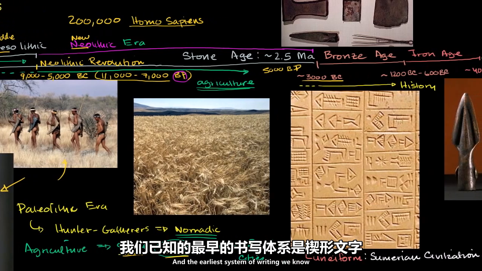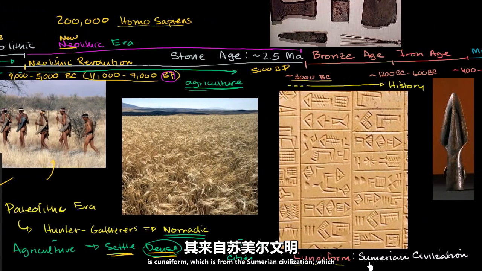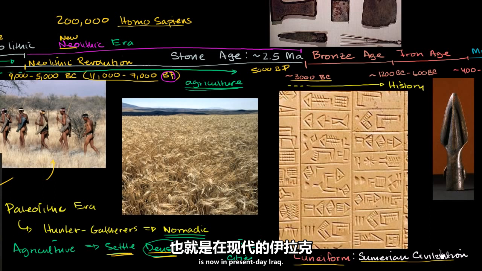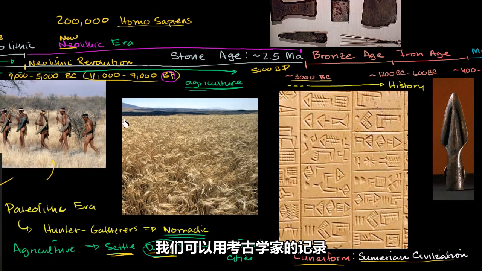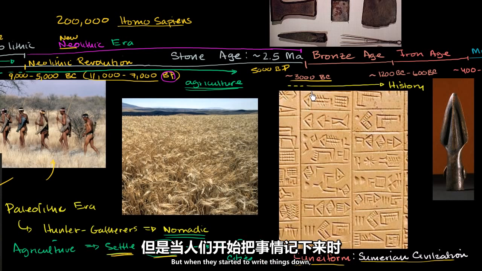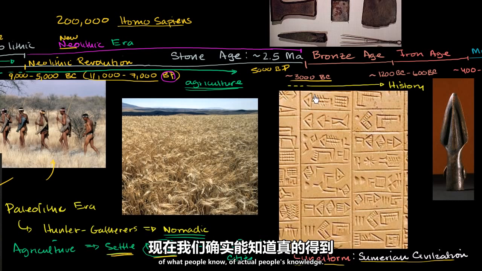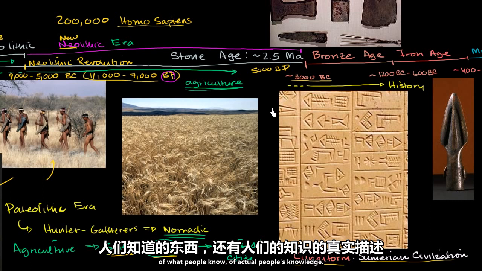The earliest system of writing we know is cuneiform, which is from the Sumerian civilization, which is now in present-day Iraq. And what's the really big deal about this is that this is, on some level, the beginning of recorded history. We could talk about the word history. You could say that history is all of the past, and we could use the archaeological record to figure out stuff before people started to write things down. But when they started to write things down, now it was recorded. Now we're actually getting actual accounts of what people know.